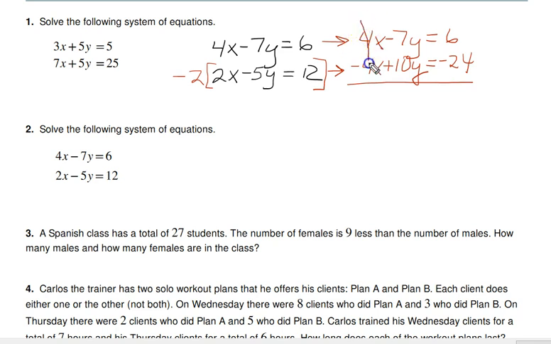Now I can add these up. I cross those out. This just is a 0 here. This will be a 3y. And this is going to be a -18. Now we're going to divide both sides by 3. I get y equals a -6. So there's one of my ordered pair members now.